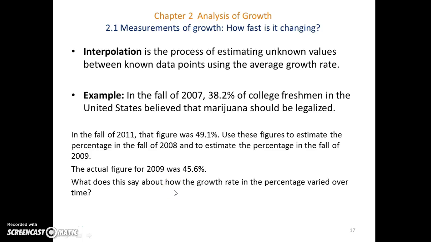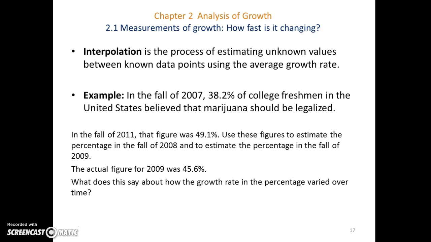Interpolation. Interpolation is the process of estimating unknown values between known data points using the average growth rate. Example: in the fall of 2007, 38.2% of college freshmen in the United States believed that marijuana should be legalized. In the fall of 2011, that figure was 49.1%.